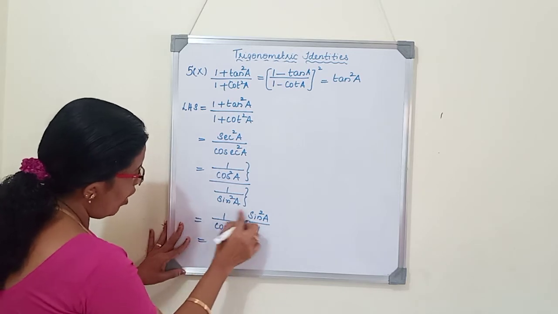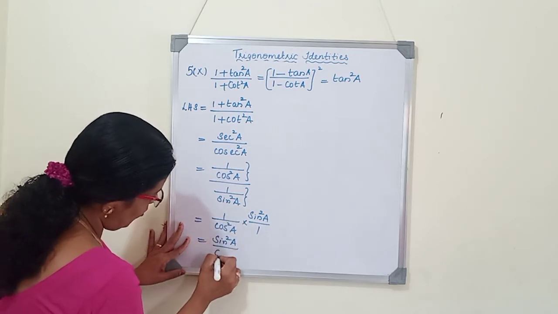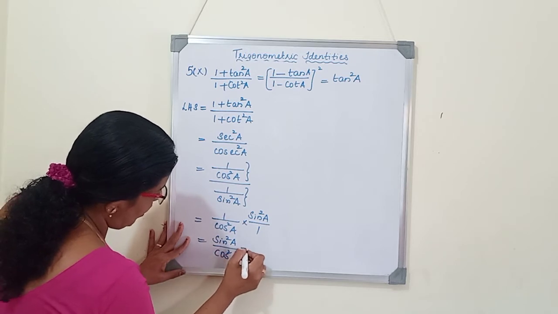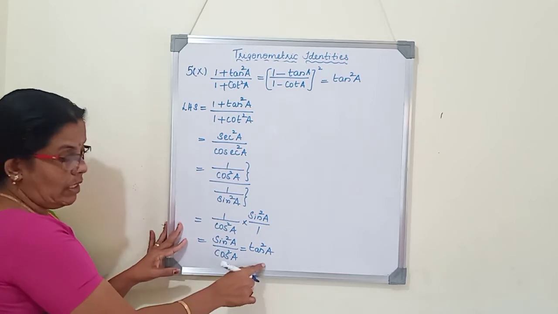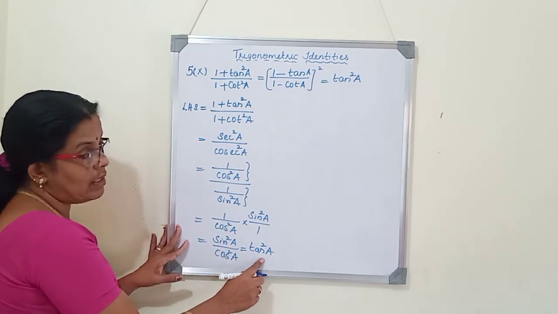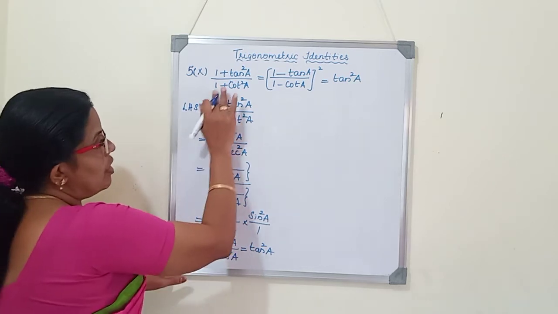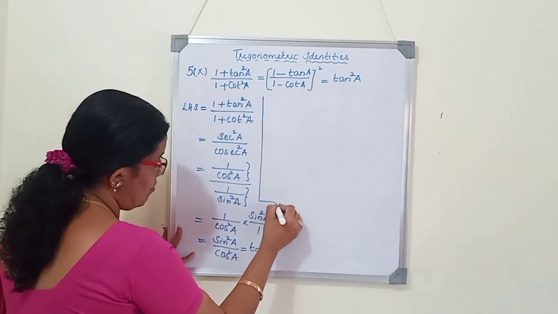That is 1 into sin square A is sin square A divided by cos square A into 1 is cos square A. Sin square A by cos square A is tan square A, because sin A by cos A is tan A. So from the first term we reach the last, the RHS. Now we will see the second part.